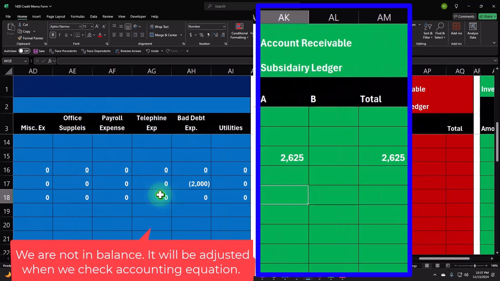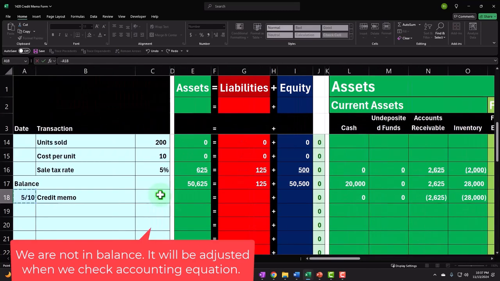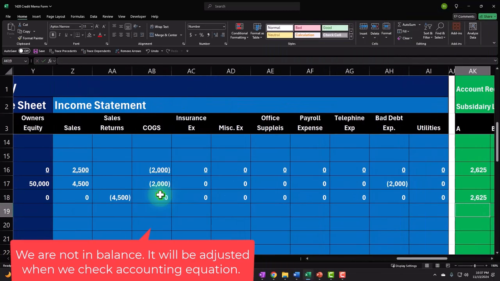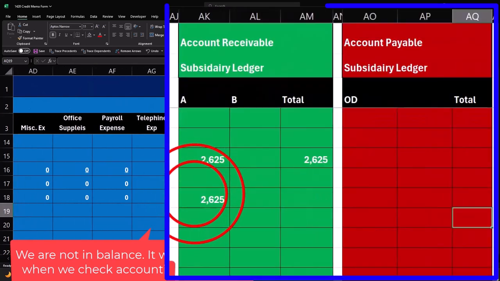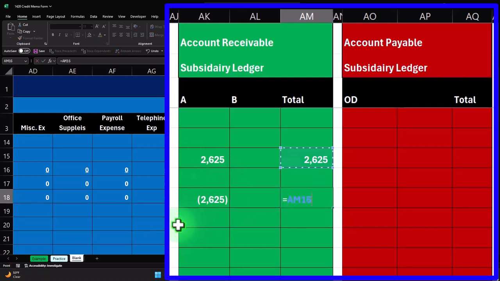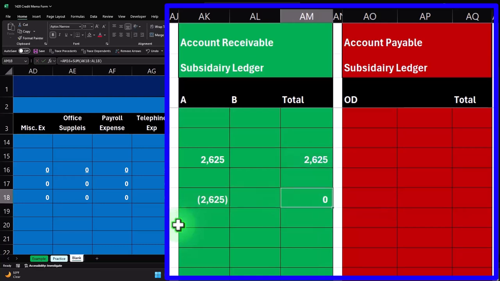We have to take it out of the subledger. If anybody sells anything to A again, I swear, man, oh my goodness. This is going to be negative, or let's just say it equals that. And then this is going to be equal to the prior balance plus the sum of these two. So subledger back down to zero.